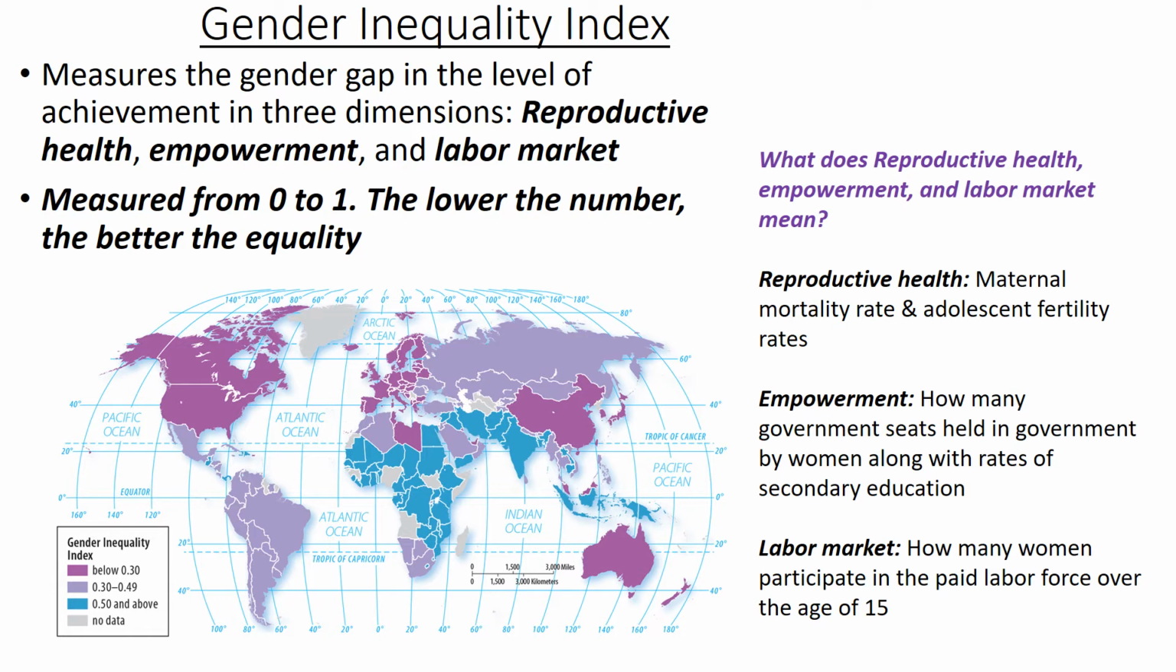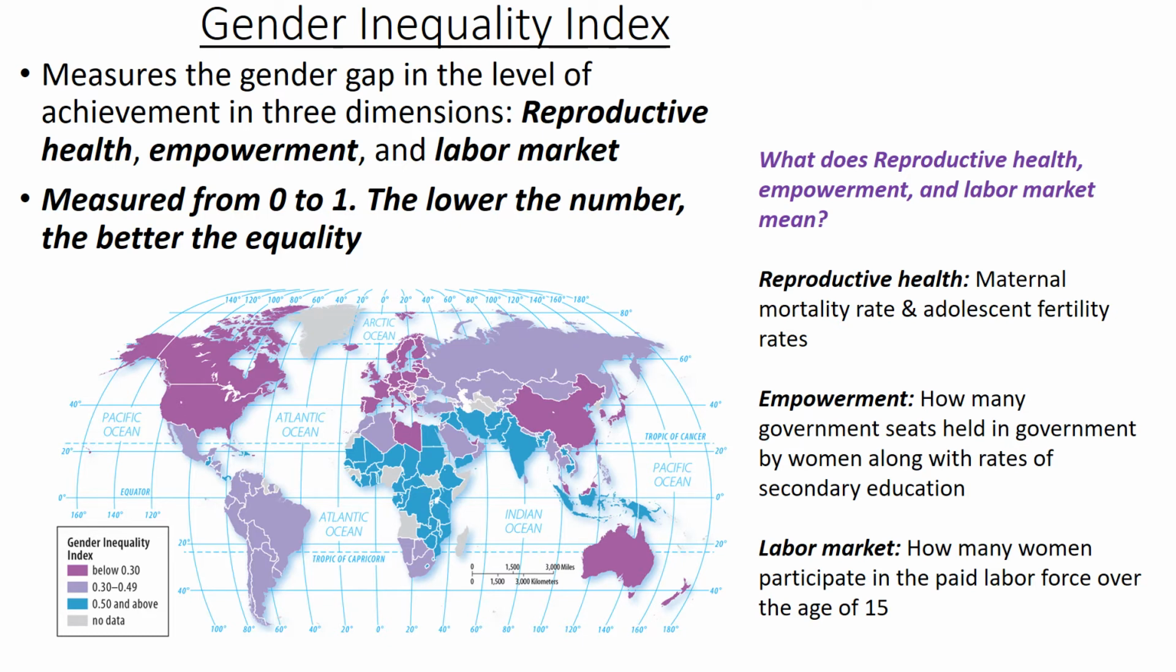And you're probably wondering, well, why do we use these indicators to measure the inequality for women? Well, men have never had to fight for reproductive health. They don't have babies, so we can't track them if they die while giving birth because that's not how that works. We've never had problems with men being in government because that's how it's always been. Men have always been able to get a secondary education, and men have always been able to be part of the paid labor force.